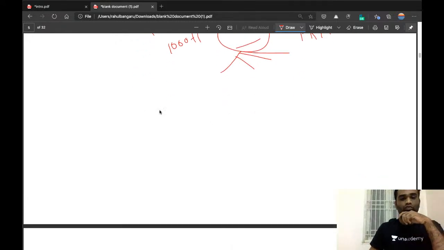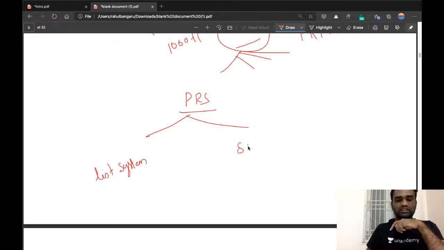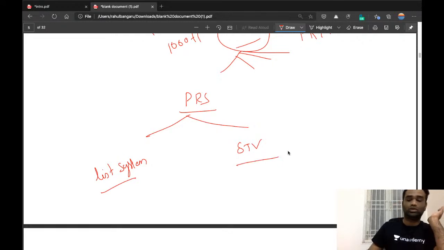So via the proportional representation system, these minority voters will be represented in a much better manner. Now, within this proportional representation system itself, there are two types. One is the list system and another one is the single transferable vote.